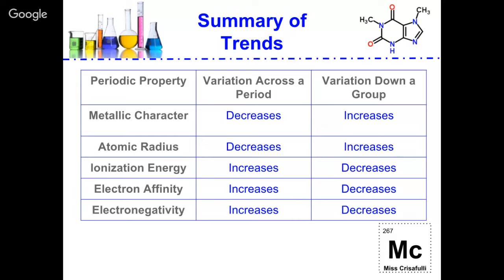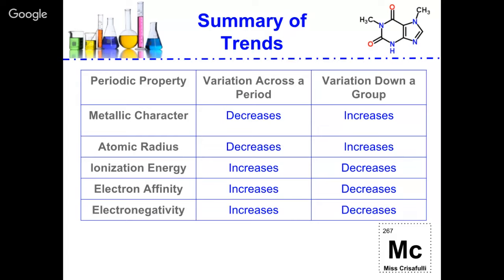Atomic radius decreases as you go across the period. Stronger nuclear pull, it's going to pull those electrons in closer. And it increases as you go down a group because you're adding more shells around the nucleus. So the distance between the nucleus and the outer electrons increases.